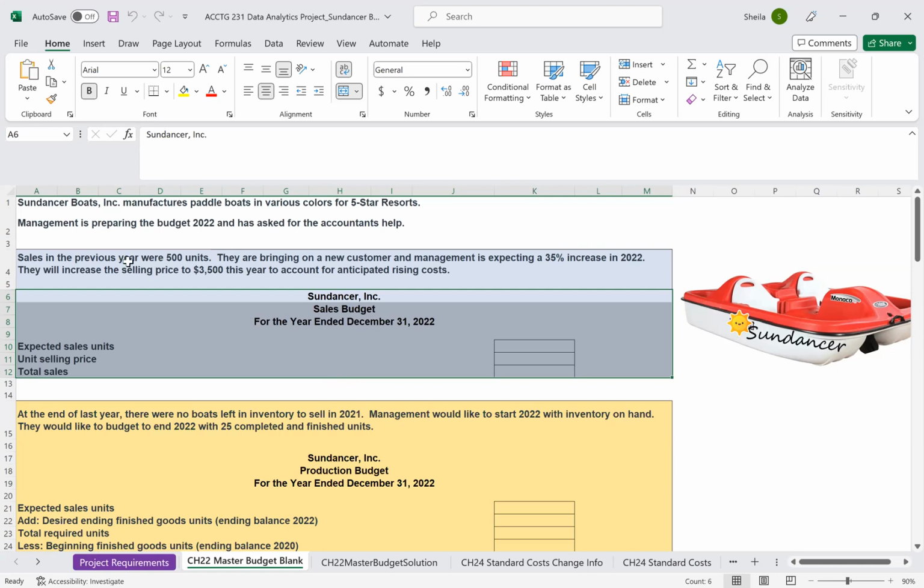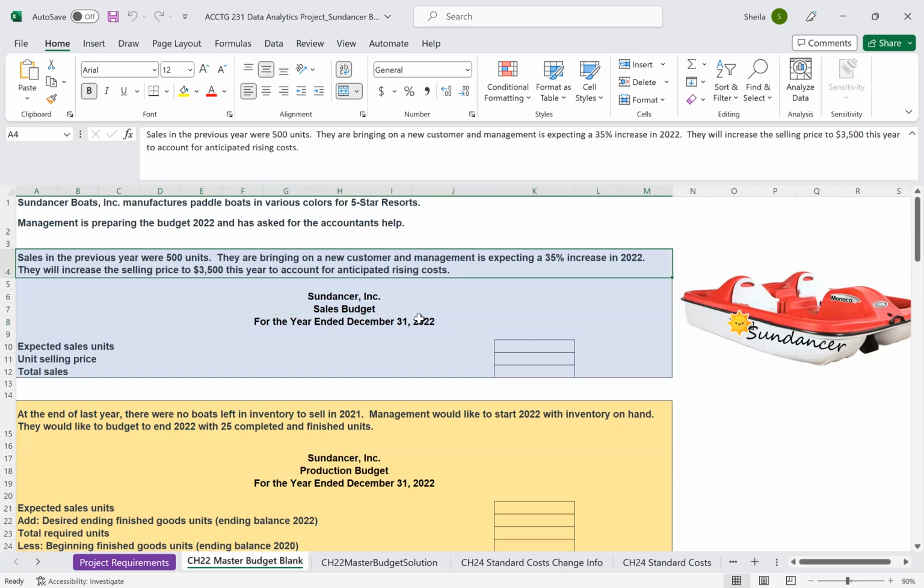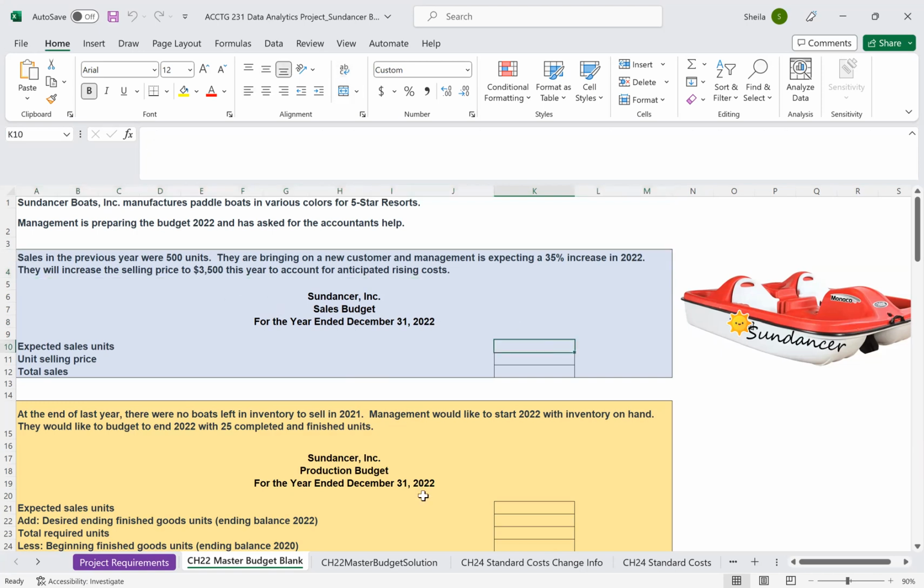Okay, so we always start with a sales budget. And so when we think about a sales budget, what's the best way to think about a budget in general? Well, we're going to use prior year information or the year before's information kind of as a starting point, and then we change things as we become aware of things that will impact our budget. So in the previous year, we sold 500 units. This year, we're expecting in 2022 an increase of 35% due to a new customer. And we also have the selling price. Okay, so this sales budget is broken out into expected sales units, unit selling price, and total sales.